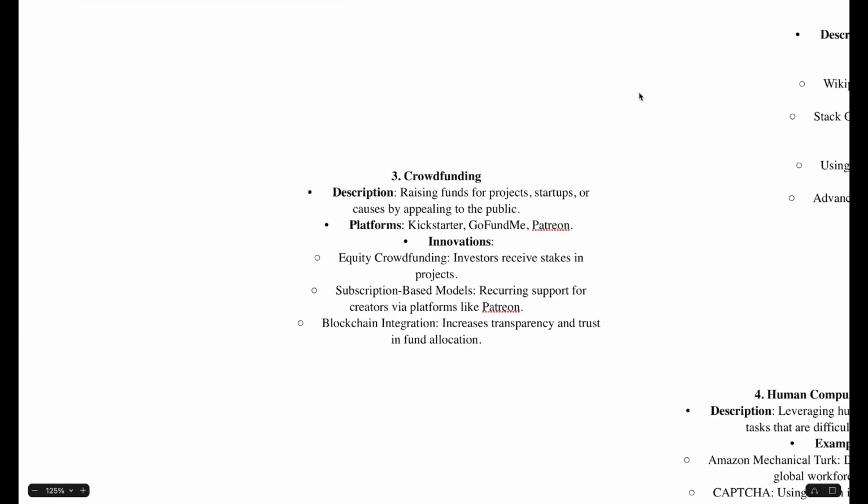The third one we have is crowdfunding. So this is raising small amounts of money from a large group of people, usually online, and it is usually used for funding a project or a business. Like Kickstarter, GoFundMe. Kickstarter is for creative projects, and GoFundMe is for personal or charitable causes.